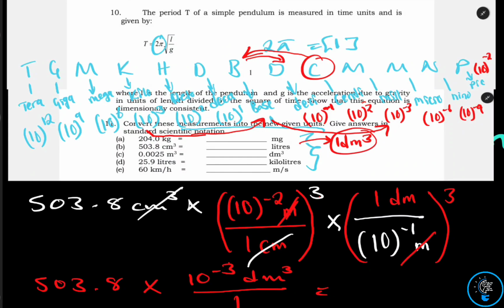Okay, let's punch that now into our calculator. So we are saying 10 to the power negative 3 multiplied by 503.8.